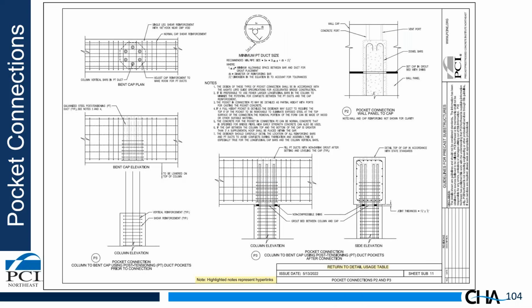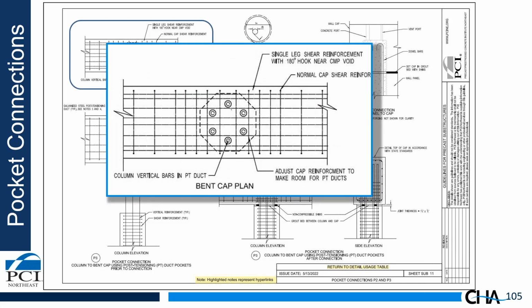Now we'll move on to another type of pocket connection. This is a P2 and a P3 connection on this sheet. A little bit similar but different. In this case, instead of having one large pocket, we have multiple smaller pockets that are made with post-tensioning duct. And this is a fully researched connection that does work for seismic as well.